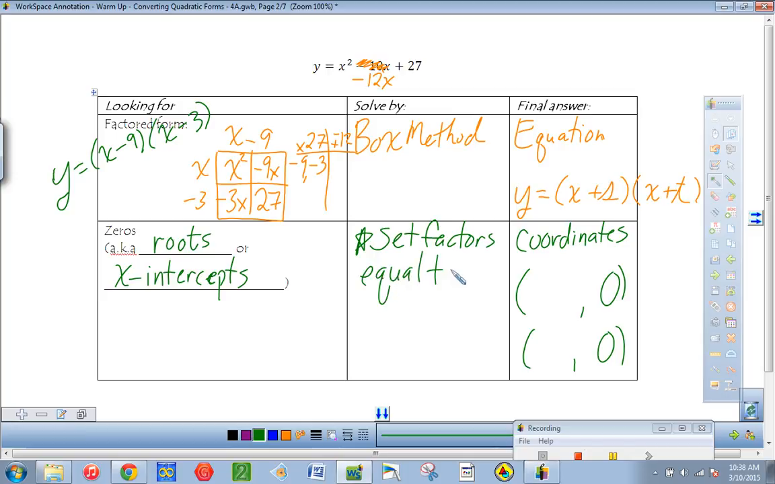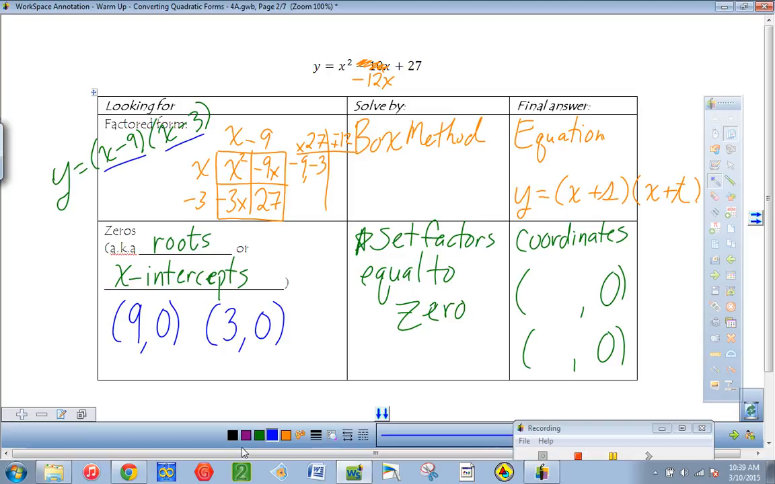She gave me something I can actually do. I can set this equal to 0. If I set x minus 9 equal to 0, I get that x equals 9. And then if I set x minus 3 equal to 0, I get 3. Does that work? Cool. So far, so good?